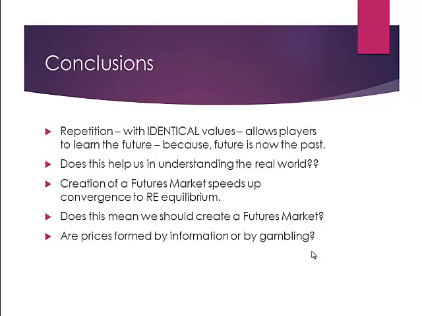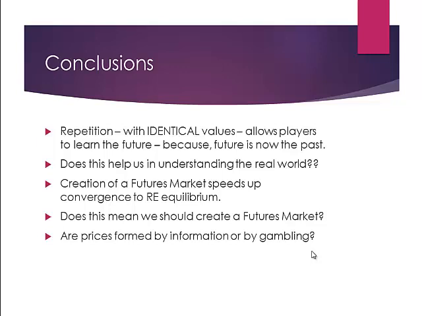Now, people who understand this said, can we speed up this convergence? So they created a futures market, and that does help in speeding up the convergence. But does that mean that we should create a futures market? Because this is what economists argue, that if you have a futures market, that will help you get to efficiency. Well, that's only if you repeat multiple times. In the real world one shot, it may actually cause even more damage.